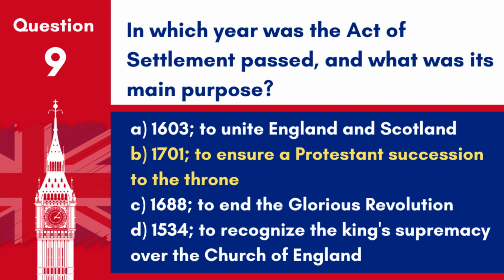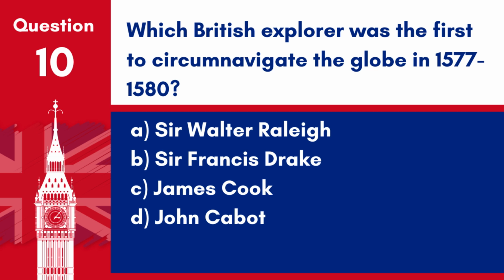Answer: B. 1701. To ensure a Protestant succession to the throne. The Act of Settlement was passed in 1701 to ensure a Protestant succession to the British throne. Question 10. Which British explorer was the first to circumnavigate the globe in 1577 to 1580?